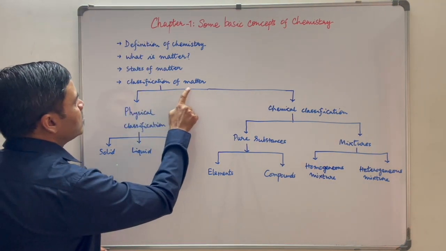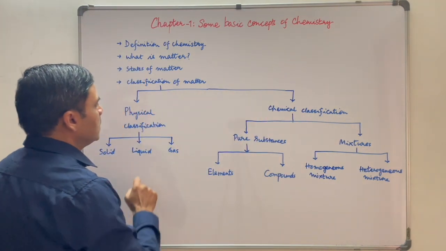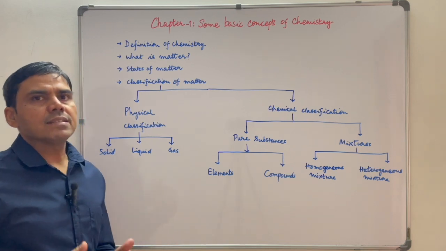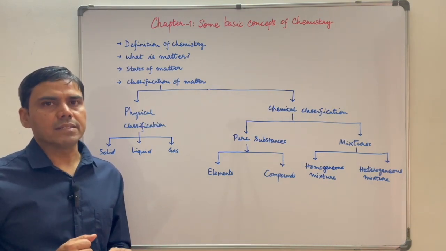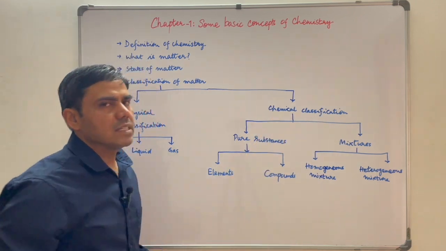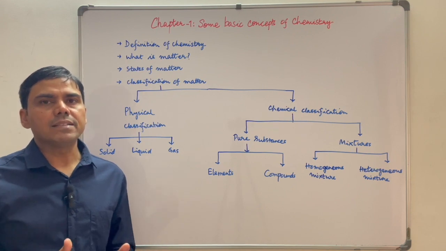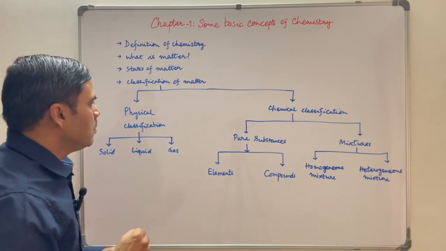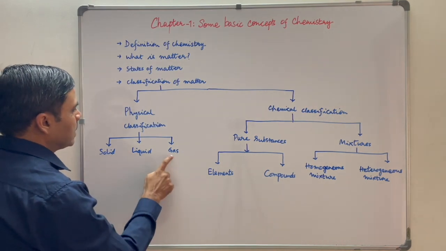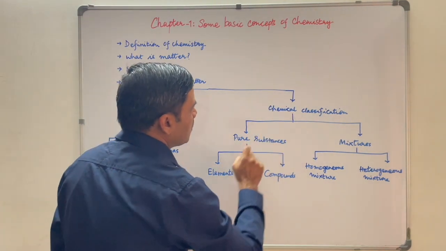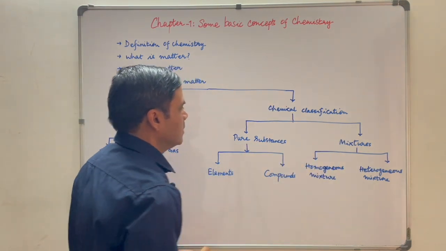Matter can be classified into two categories based on its physical properties and chemical properties. Physical properties such as color, odor, density, melting point, boiling point, etc. And chemical properties such as chemical composition, combustibility, reactivity with acids, bases, etc. Based on physical properties, it can be further classified into solid, liquid and gas. And based on chemical properties, it can be further classified into pure substances and mixtures.